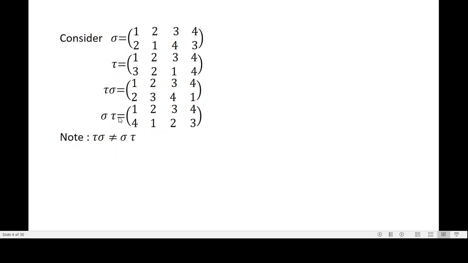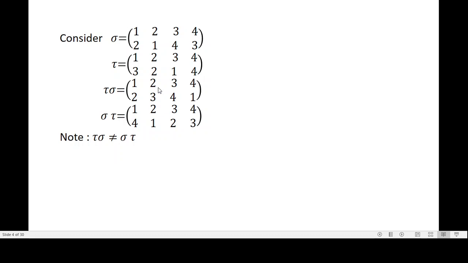Then the image of 2 under this permutation. So sigma of tau of 2: 2 goes to 2, 2 goes to 1. So the image of 2 is 1 under sigma of tau. Sigma of tau of 3: tau of 3 is 1, so sigma of 1 is 2. So 3 goes to 2. Similarly, 4 goes to 3.